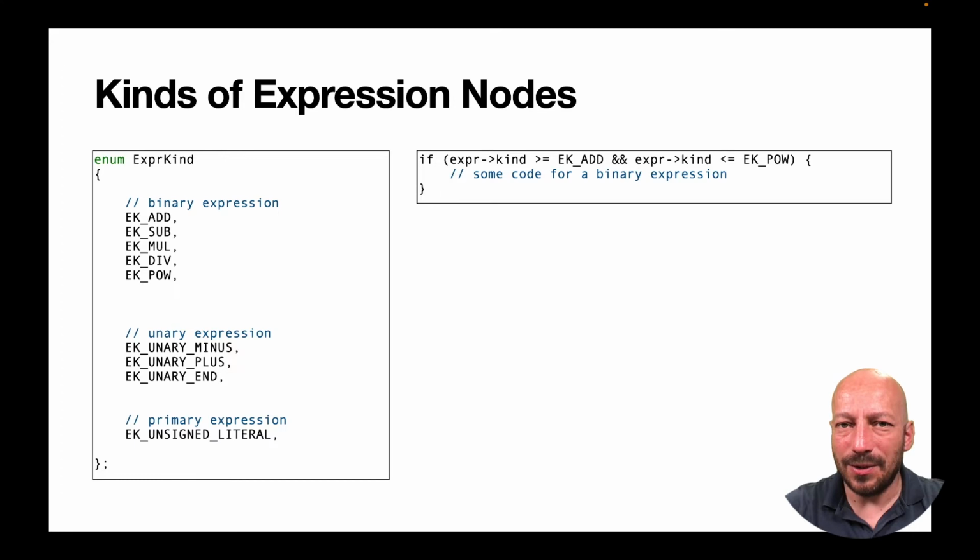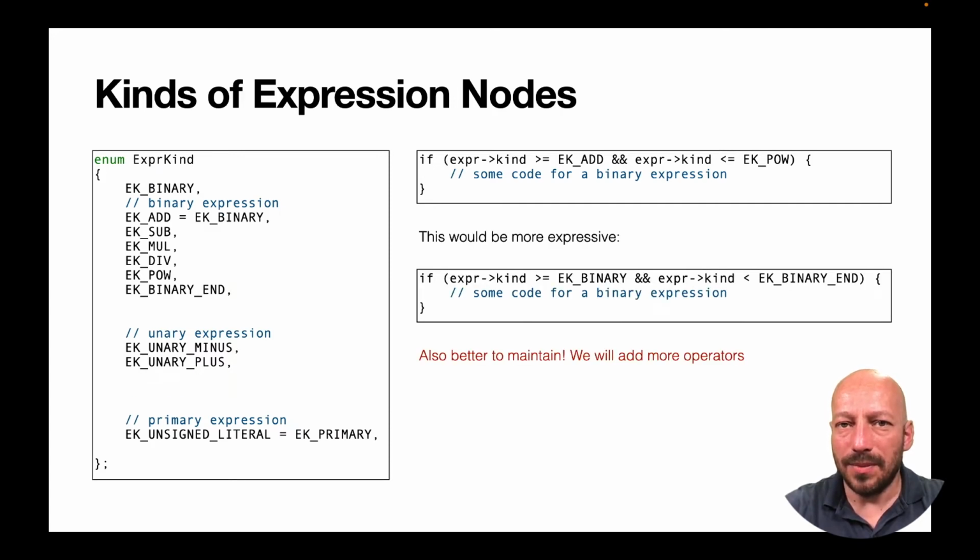Now, sooner or later, however, you will add additional constants because you add additional operators. And that means the identifier for the first enum constant in a group or the last enum constant in a group might change. And then you would have to change if statements like this one all over the place. And that means you have code that is hard to maintain. So what you want to do is use additional enum constants for marking the begin and the end of a group. And the typical design pattern for that is as follows.